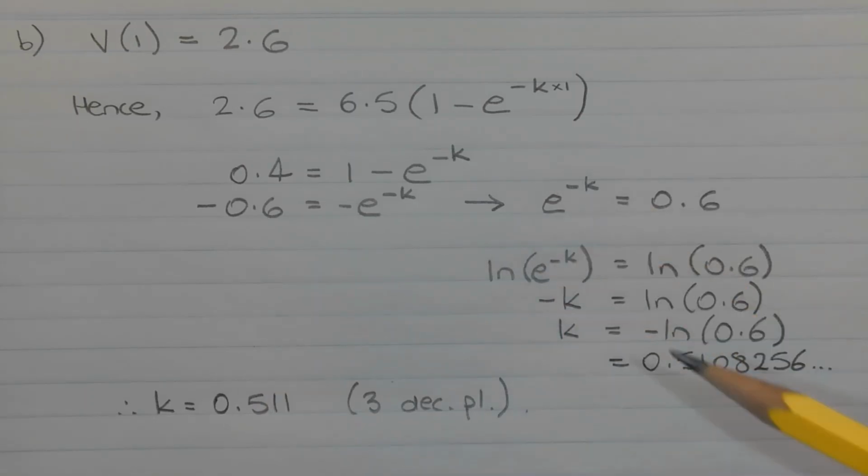Now we have base e here, we want to solve for k, so we can take the natural logarithm of both sides of the equation. So we get ln of e to the power of negative k is equal to ln of 0.6. Simplifying the left-hand side, we get negative k, and that's equal to ln of 0.6. Dividing both sides by negative 1 to isolate k, we get k is equal to negative ln of 0.6, which evaluates to 0.5108256 and so on. But the question is asking for the value of k correct to 3 decimal places. Therefore, k is equal to 0.511 correct to 3 decimal places.